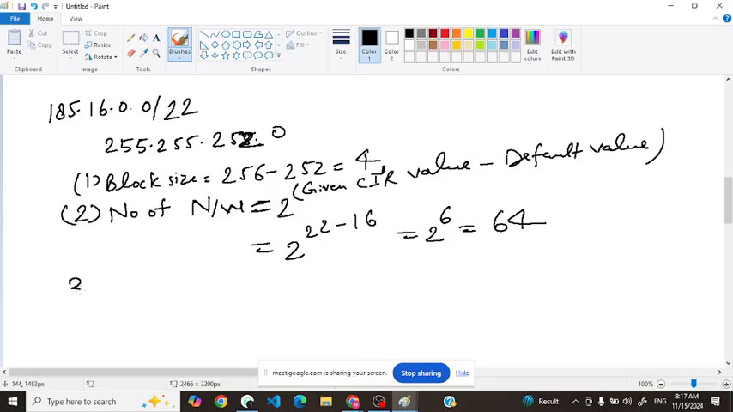Third one, the number of valid hosts. Lakshman, mute yourself.